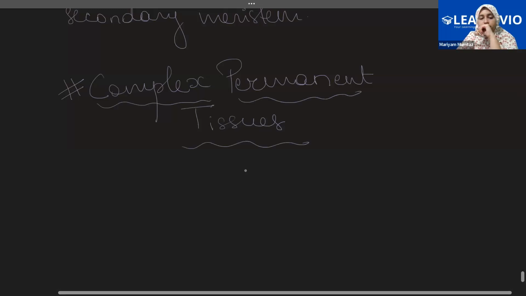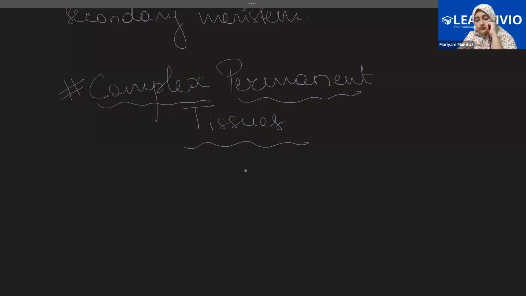Ma'am, tissue is composed of one or more types of cells. The cells found in complex permanent tissues are structurally different. Let's just say, we are assuming, 10 cells are found. All 10 of them will be different in shape, different in size, different in all the variety of structures. Those kinds of tissues that are made by different kinds of cells, that is what we call the complex permanent tissue.